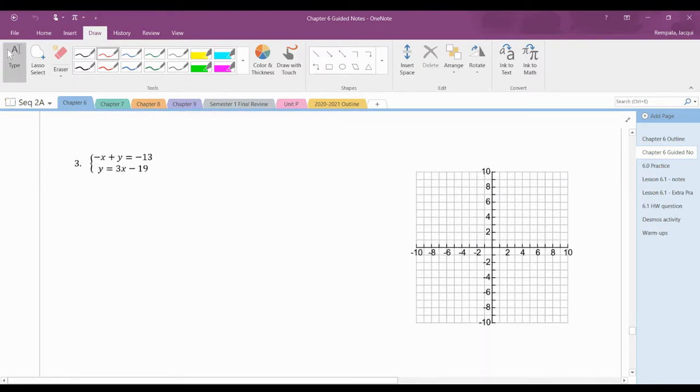If I take a look at this third example, we've got -x + y = -13. And we have y = 3x - 19. As you can see, this bottom equation has a variable by itself. The top does not. So that indicates that we want to do substitution. And that's because we have one variable by itself. So we don't need the graph. It's there only if we chose to graph.